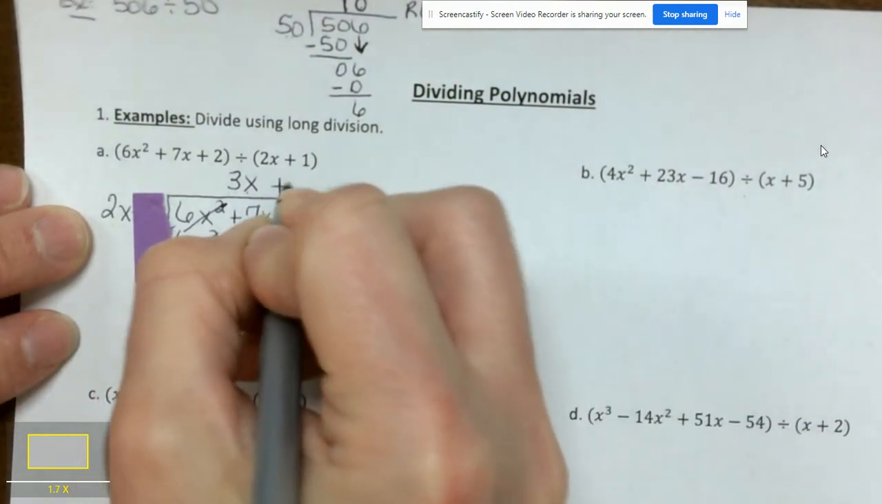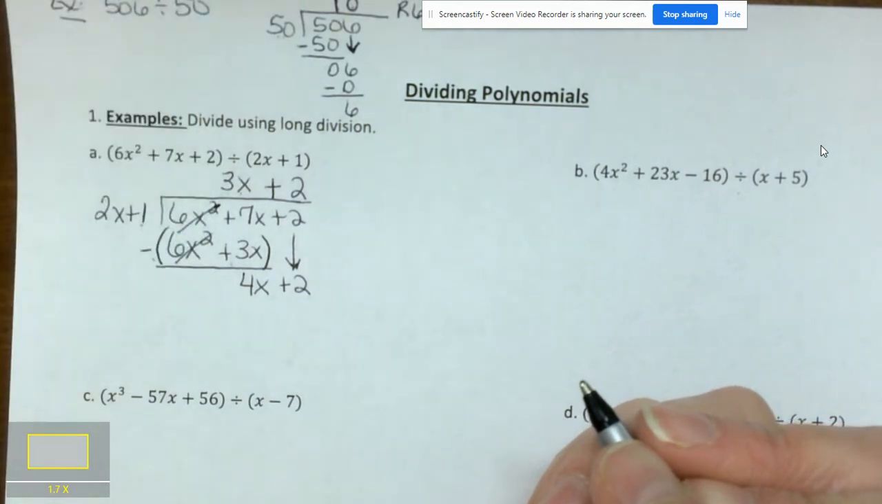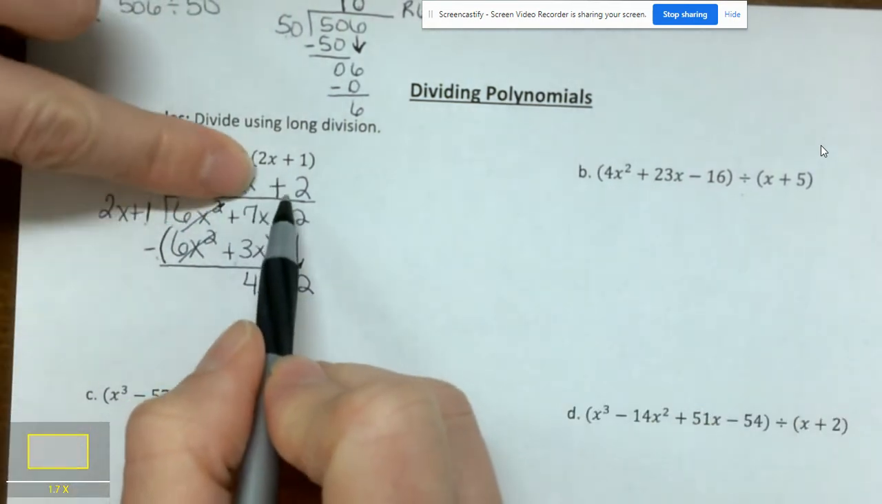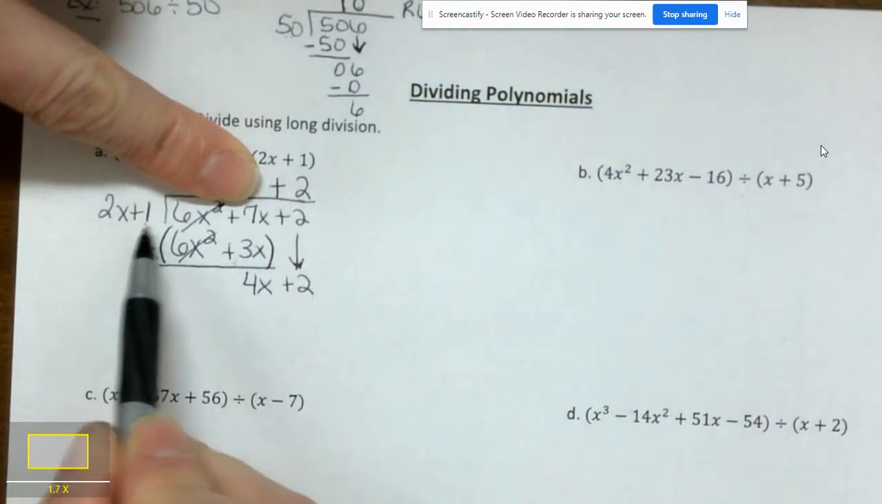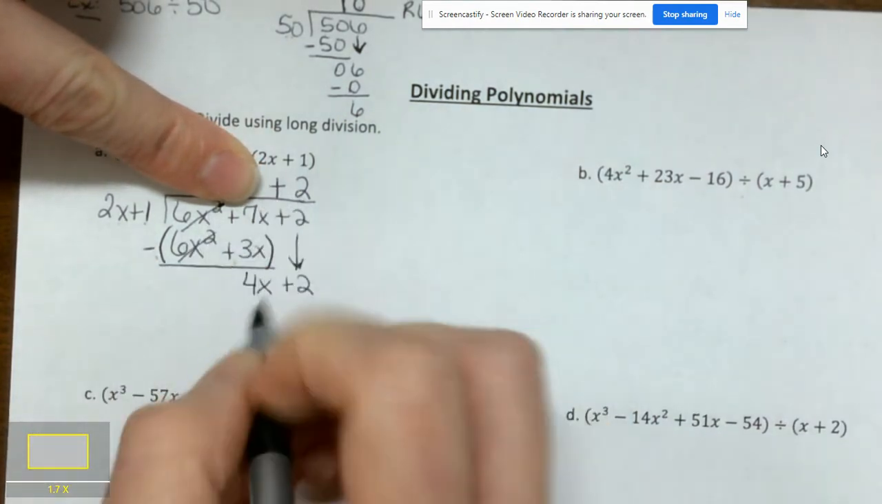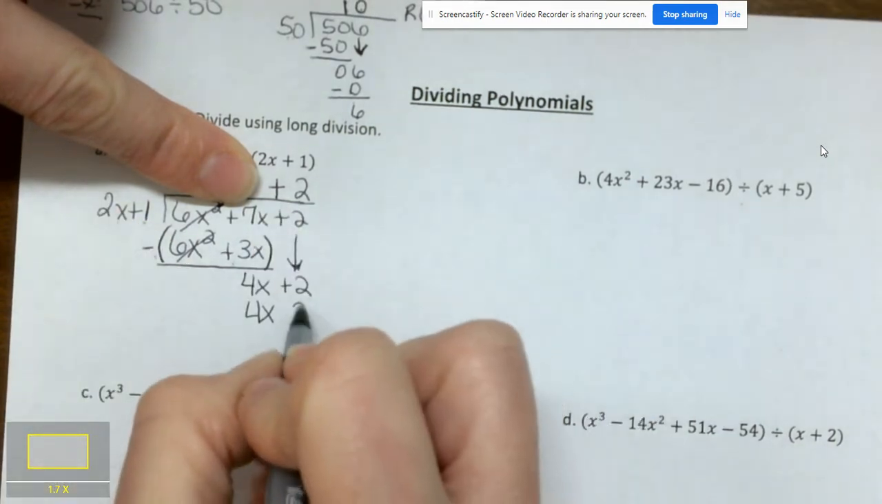So I come up here and I write plus 2. Okay, now I'm going to take this off again because I got to use it. So now I'm going to take this plus 2 and multiply it by each of these over here. So 2 times 2x is 4x, and 2 times 1 is 2.